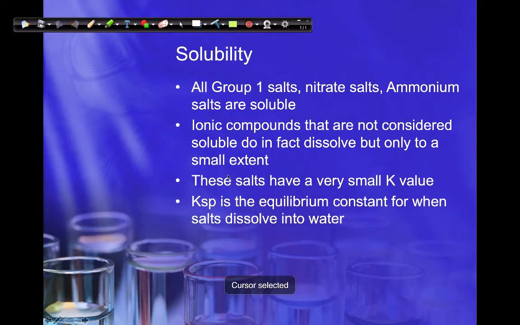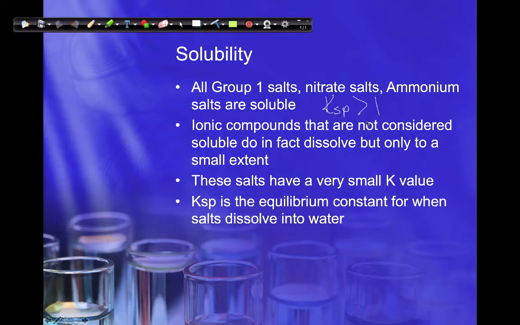Okay, so solubility. The only real solubility rule that you need to know is that group 1 salts are going to be soluble. So anything with potassium, rubidium, sodium, anything with nitrate will be soluble, and anything with ammonium will be soluble. Anything with any of those ions will be considered to be soluble. So in that case, Ksp should be greater than 1. It should make lots of ions when you put it into water.